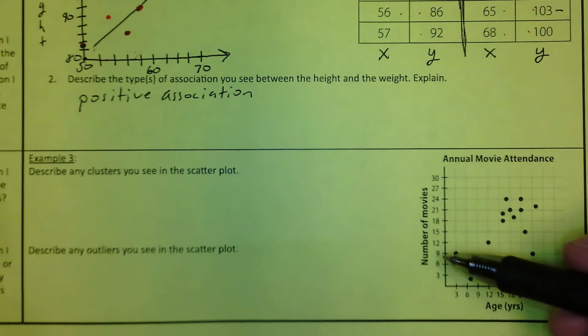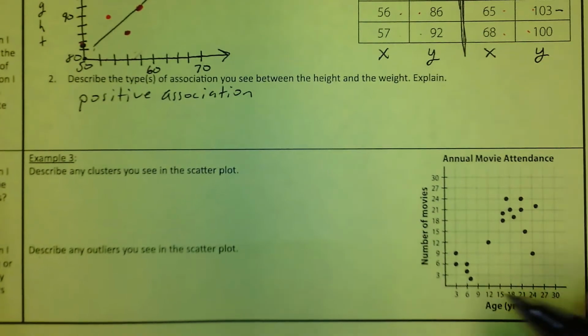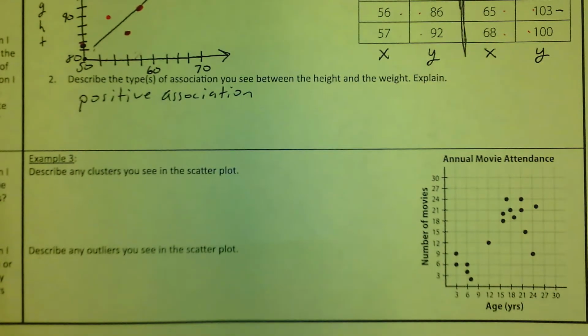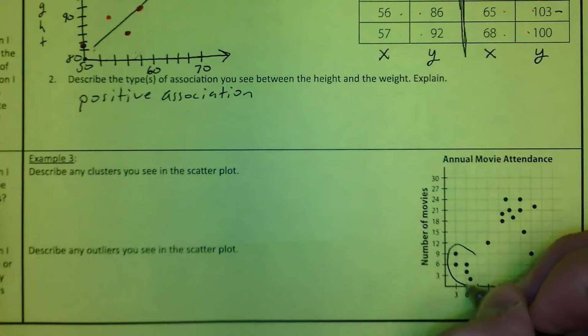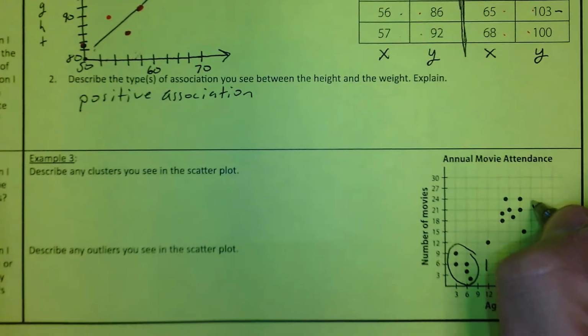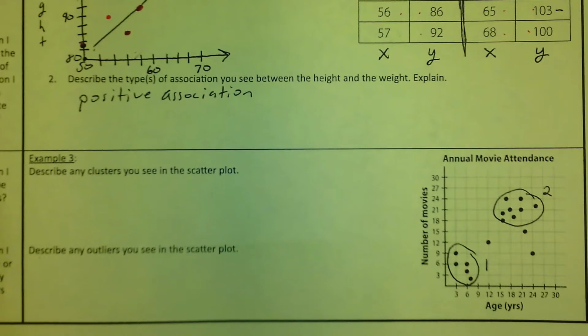So if we look at the vocab above, it says a cluster is a set of closely grouped data that may cluster around a point or along a line. So we can look at the clusters we have. So we should notice that there are two clusters. One right here, we'll call that cluster number 1, and another cluster right here, we'll call that cluster number 2.